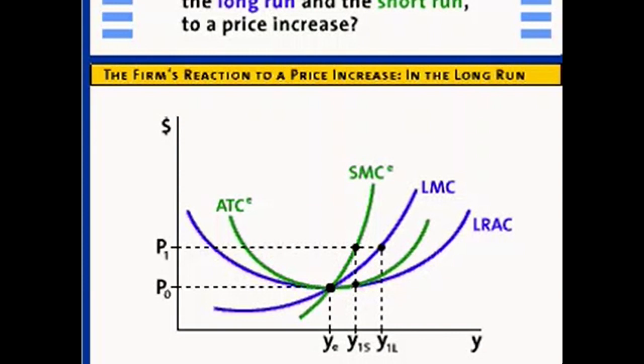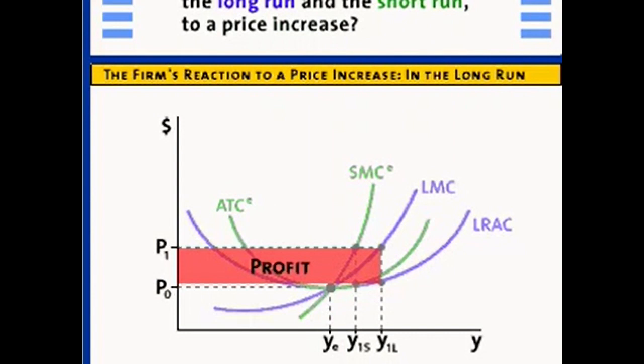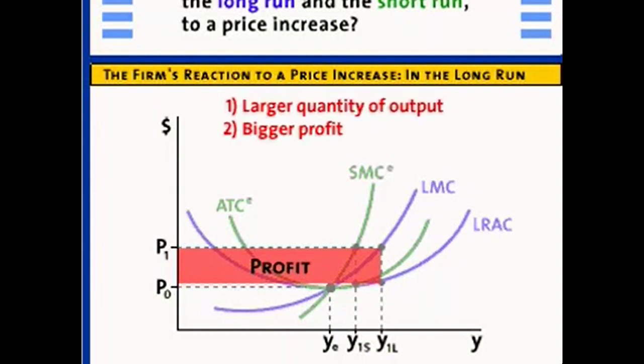So in the long run, when the firm is able to modify both its capital input and its labor input, the firm does two things. It produces a larger quantity of output, and it makes a bigger profit. It's always good to have the flexibility that comes with the long run, because in the long run, you can modify both capital and labor in order to achieve the cost-minimizing technique. And anytime your costs are lower, you're probably going to want to expand your output.